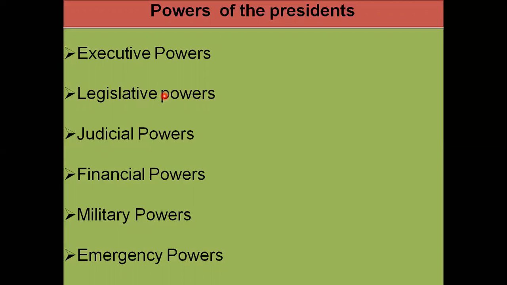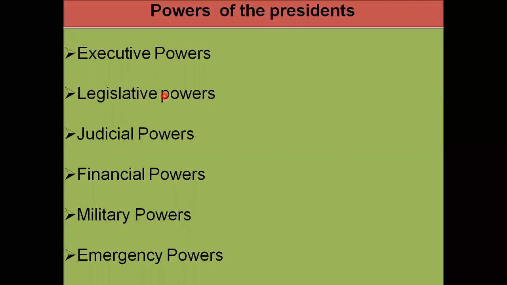Next, the judicial power. The Supreme Court and High Court judges are also appointed by the President of India. He alone takes the responsibility for converting a death sentence to a life sentence. The President is the only person who can do that.